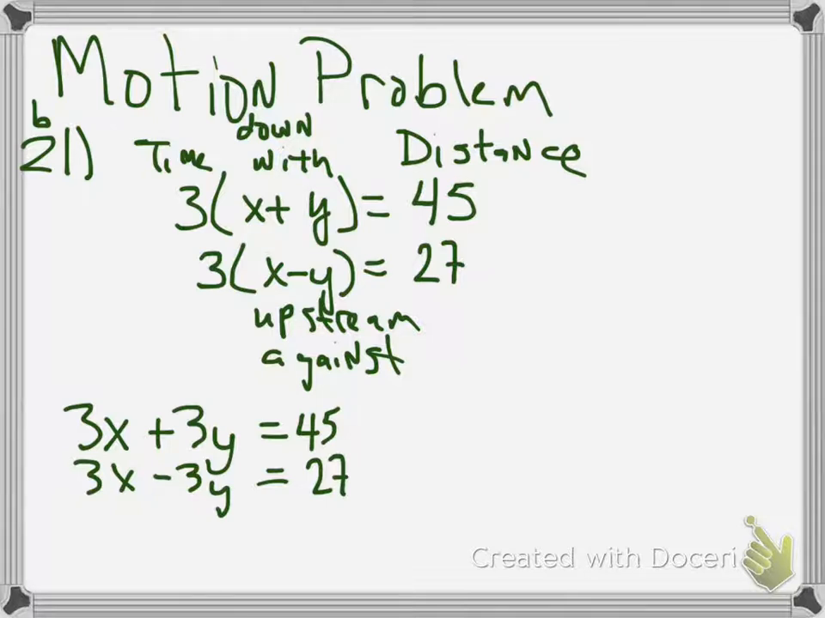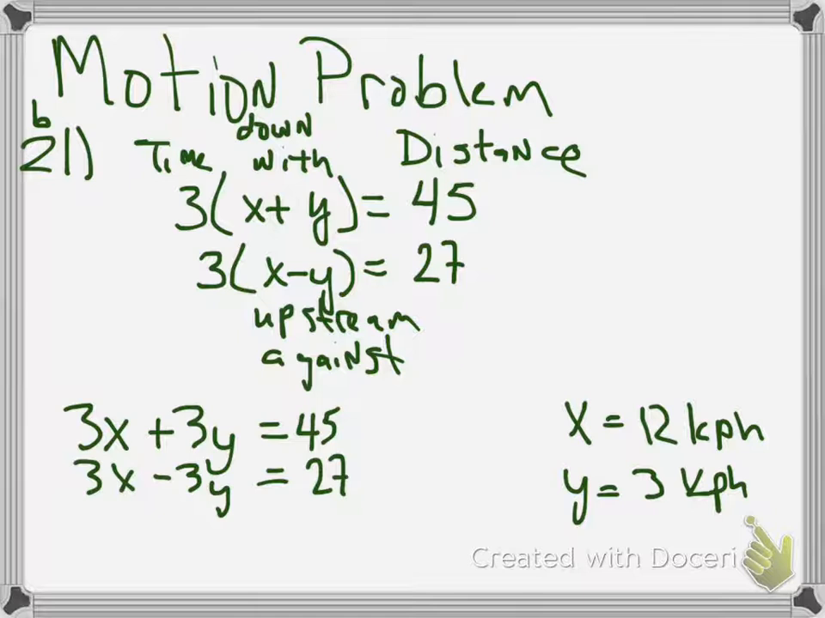Okay, so what you get here is that x is equal to 12. This would be kilometers per hour. And y is equal to 3 kilometers per hour. Okay, and that's just telling you the speed that the person was rowing at and the water current that was working against it. Okay, so those are those types of problems. Now let's see how this changes up with the next type.